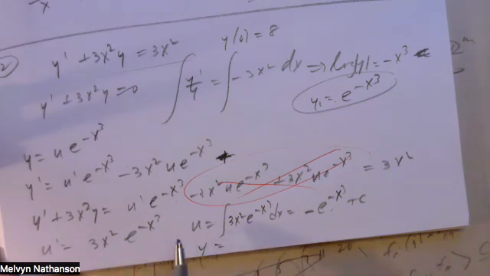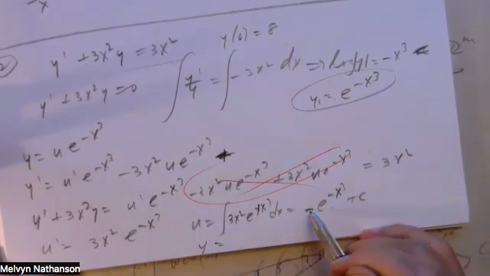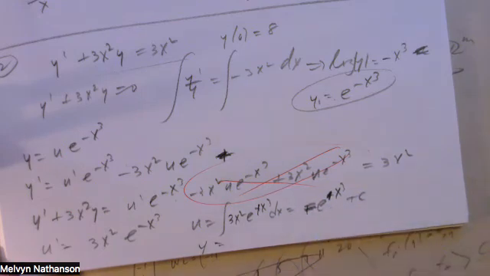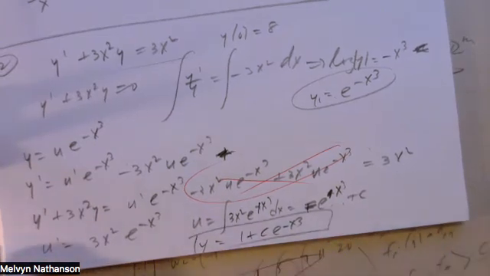So u is the integral, this is a plus e to the x cubed. So it's plus, equals e to the x cubed plus c. So y equals this times e to the minus x cubed, which is 1 plus c e to the minus x cubed.